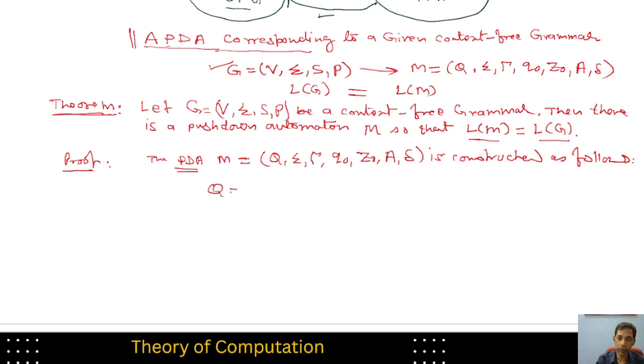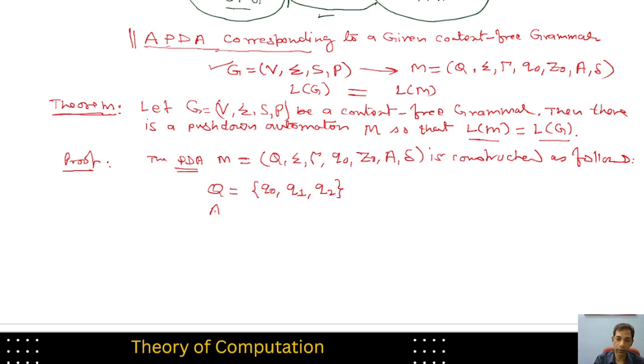Means we need to decide what should be the states of this PDA. So for construction of the PDA from the given grammar, actually we need 3 states only. So one is q0, q1 and q2. So whatever grammar you are given, you can obtain the PDA corresponding to the given grammar using only 3 states, q0, q1 and q2. And here q0 is the initial state and q2 is the final state.